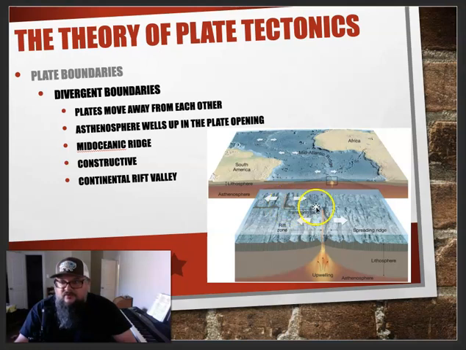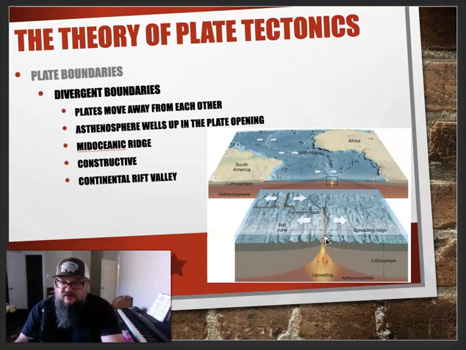About the only landform that we really associate with divergent plate boundaries is what's called a mid-oceanic ridge, and we've talked about those. Those are those long lines of hills that form right at the plate boundary. And these divergent plate boundaries are almost always found at the bottom of an ocean.